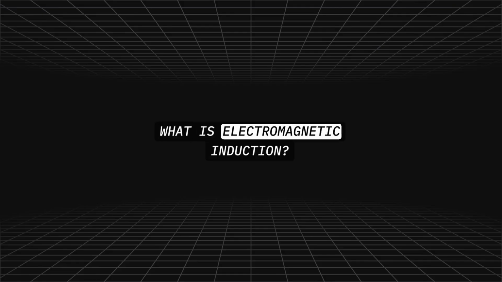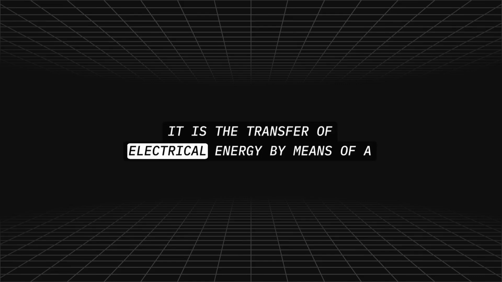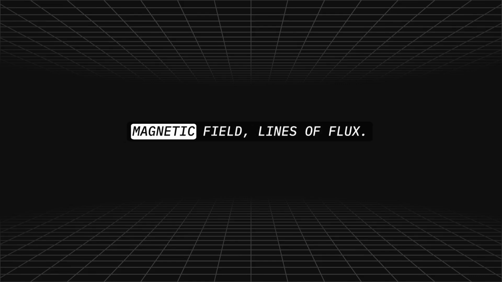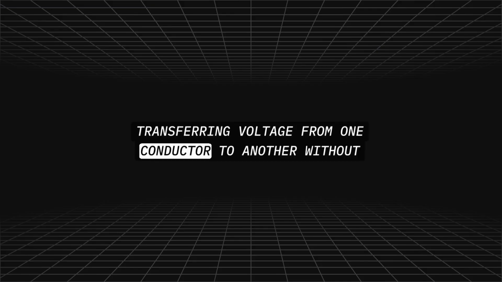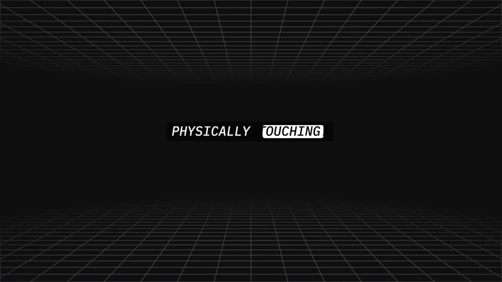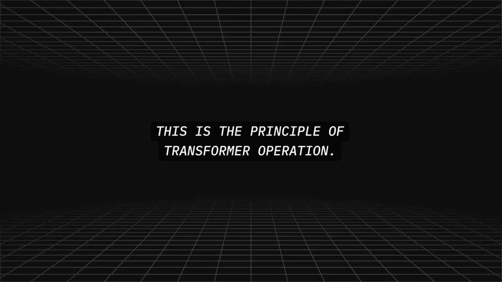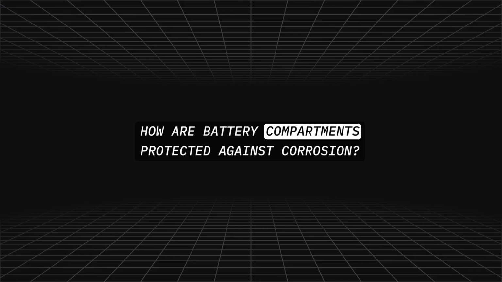What is electromagnetic induction? It is the transfer of electrical energy by means of a magnetic field, lines of flux. Transferring voltage from one conductor to another without physically touching. This is the principle of transformer operation. How are battery compartments protected against corrosion?